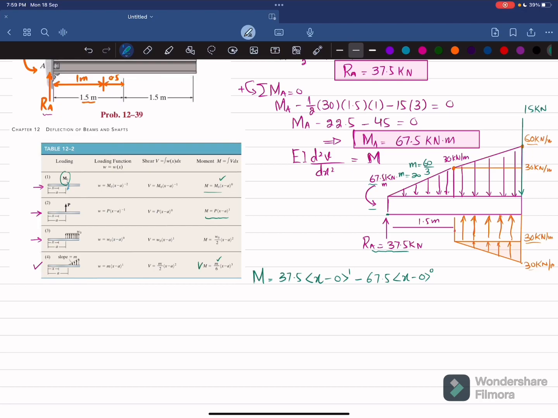So I will write this moment equation, and this load is downward, so this will be minus m by 6. So m is 20, so 20 divided by 6 into x minus 0. Why 0? Because this load starts from this point, x is equal to 0. So A is equal to 0 over here.